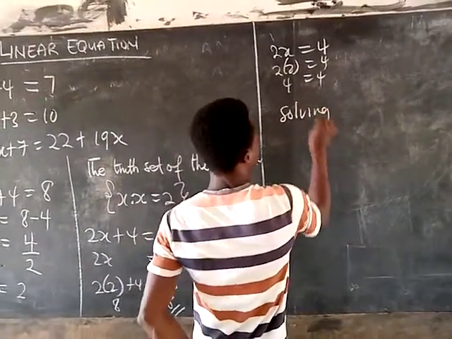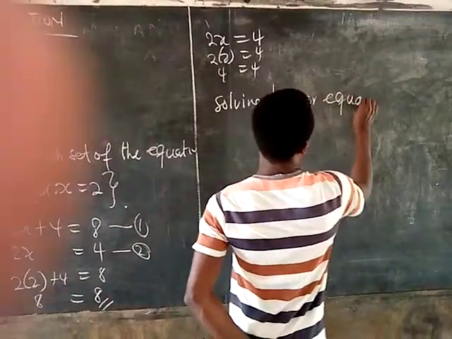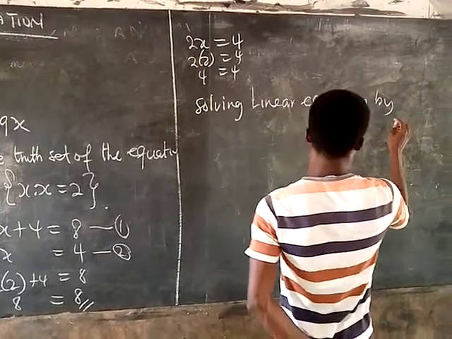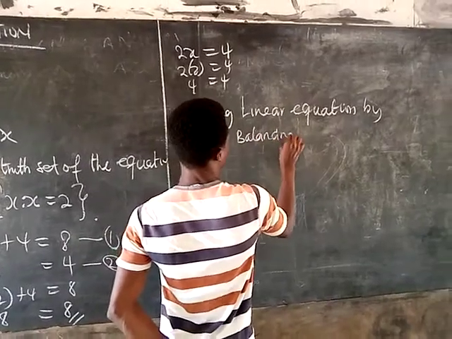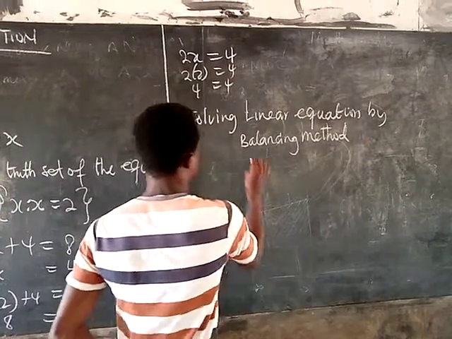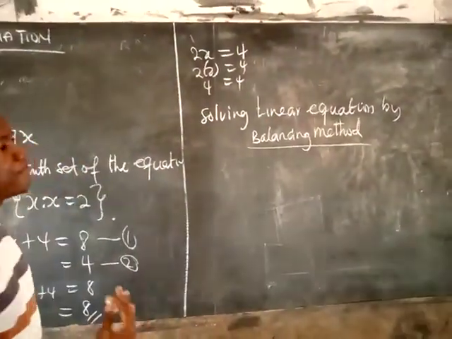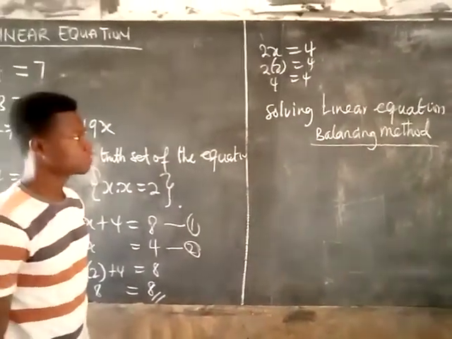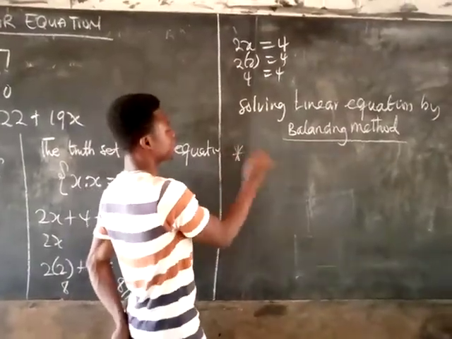Solving linear equations by the balancing method. So we have a general way of solving every linear equation, but we also have a means of solving a linear equation called the balancing method. With the balancing method, there are some rules that you need to know.